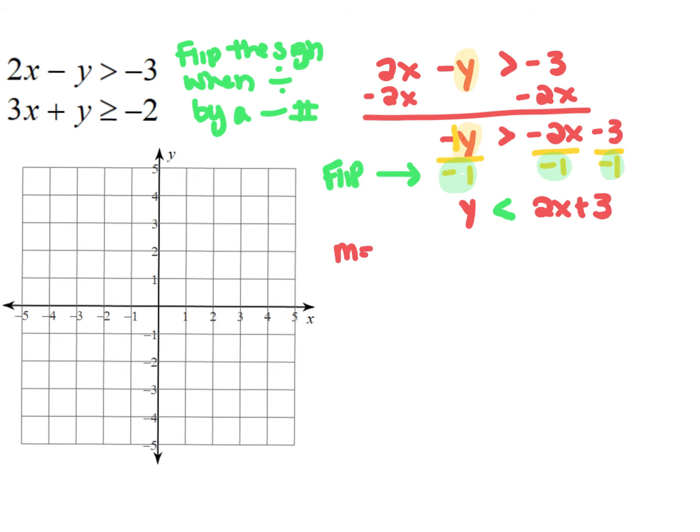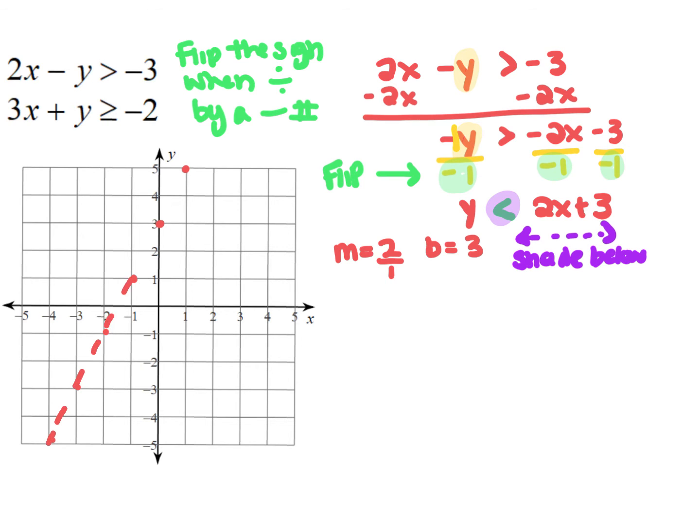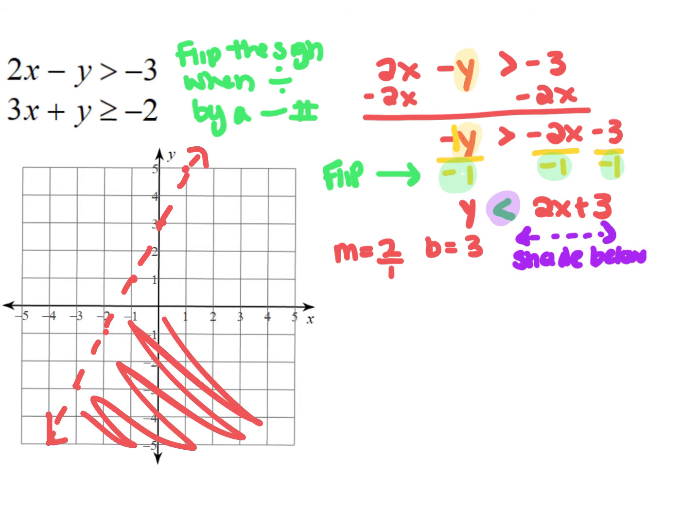So I would have a slope of 2 and a y-intercept of 3. I start at 3, and we know my slope of 2 is really 2 over 1. So I can go up 2 and over 1 and add in my extra points. Based off of the symbol, because it's less than, we know that we're going to use a dashed line because it can't equal it, and you're going to shade below. So I can draw in my dashed line and shade below.